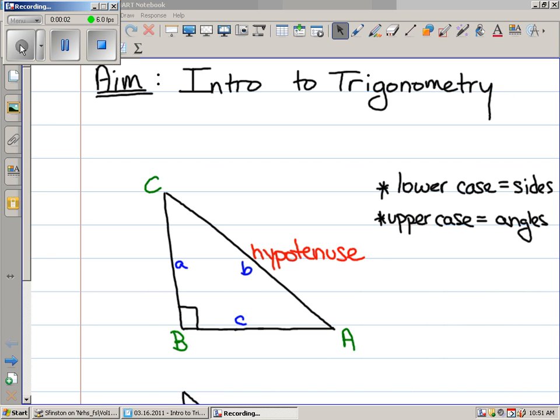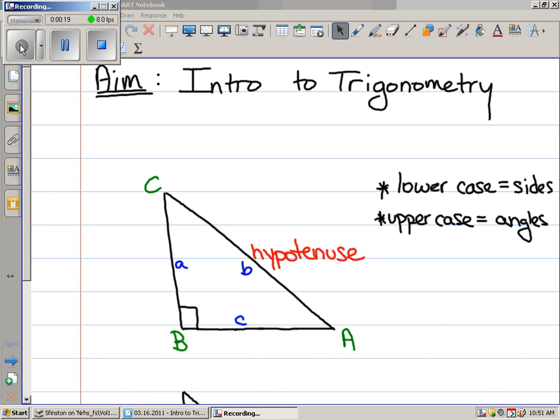Okay, intro to trig. We're going to start off real easy. Trigonometry. Anybody know what the word means? Some have them to do triangles. That's right. Trig means triangles. Guess what metry means?